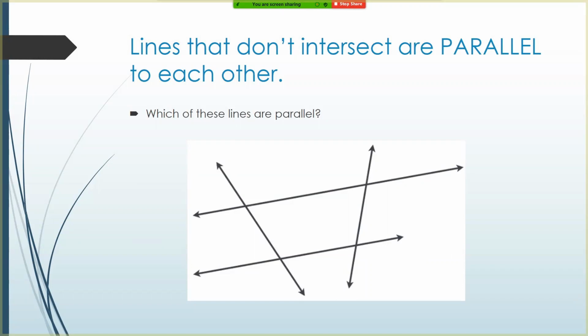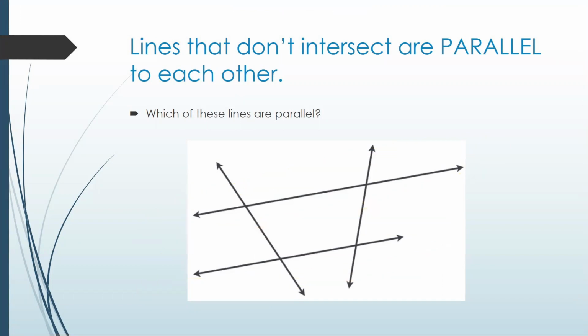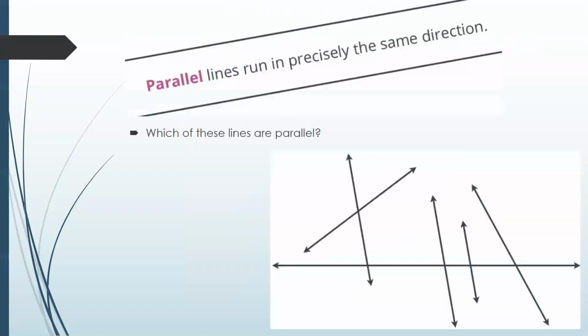So these 2, maybe, what is happening? Oh, there it is. These 2 lines right here are parallel lines. Those continue on forever and ever, but they will never touch each other or intersect. Parallel lines run precisely in the same direction.